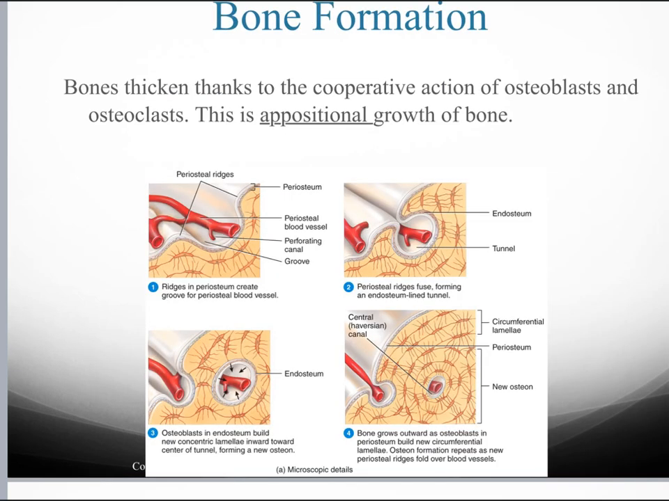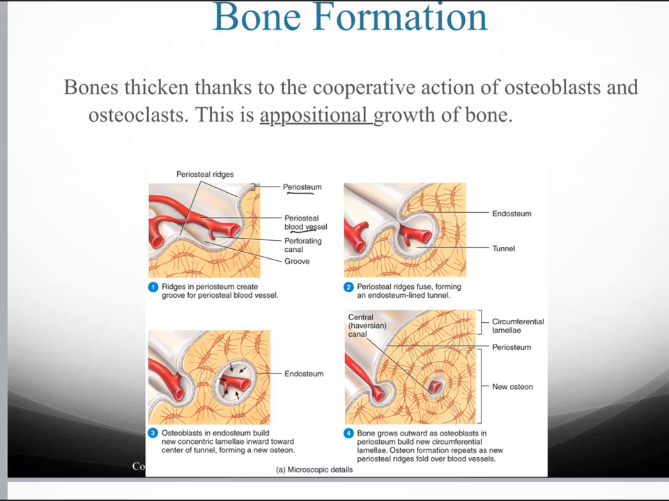So we talked about interstitial growth, lengthwise. Now we have to talk about appositional growth, widthwise. Bone thickens thanks to the cooperative action of osteoblasts and osteoclasts. We take it into 4 basic steps. Number 1, we have these periosteal blood vessels with a perforating canal forming within a groove. And then here's our periosteum. Now what happens is these ridges in the periosteum create that groove for that periosteal blood vessel. Essentially it's going to pinch, almost like if you think of a cinnamon roll where you pinch and roll, right? So number 2, the periosteal ridges fuse, forming a tunnel.